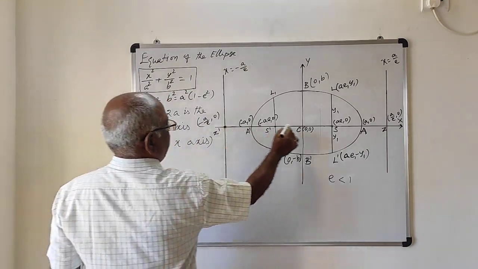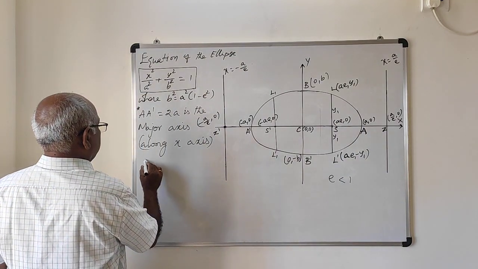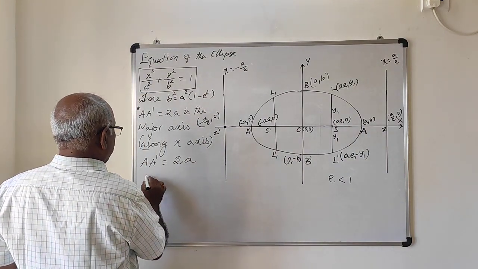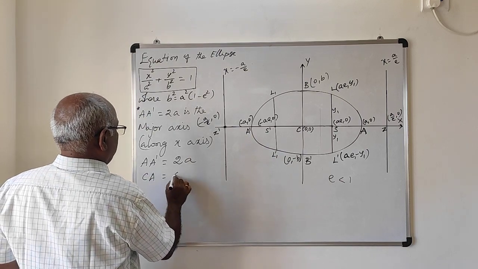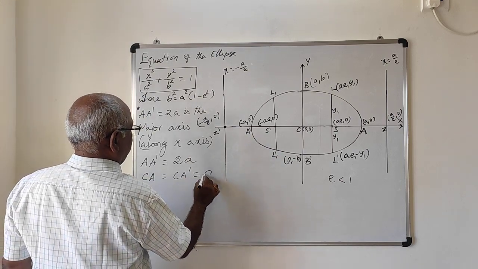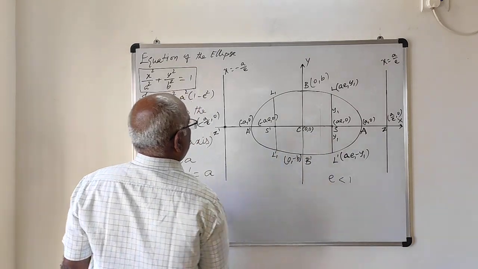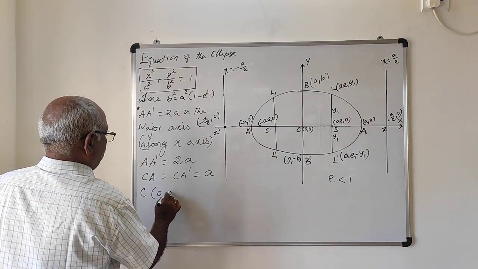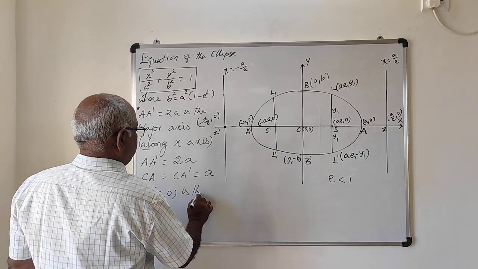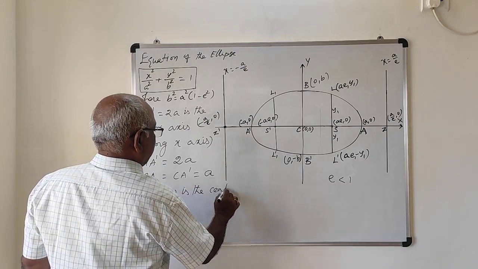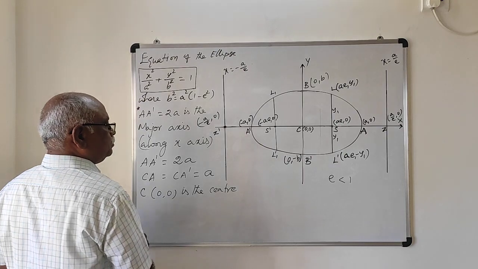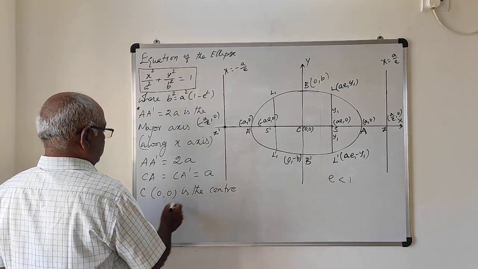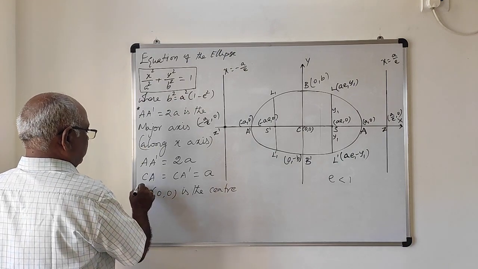A A dash equal to 2a. That means CA equal to CA dash equal to a, where the length of the major axis is 2a. C is the center of the ellipse, C(0, 0). That means the center is the origin. This is the center of the ellipse.